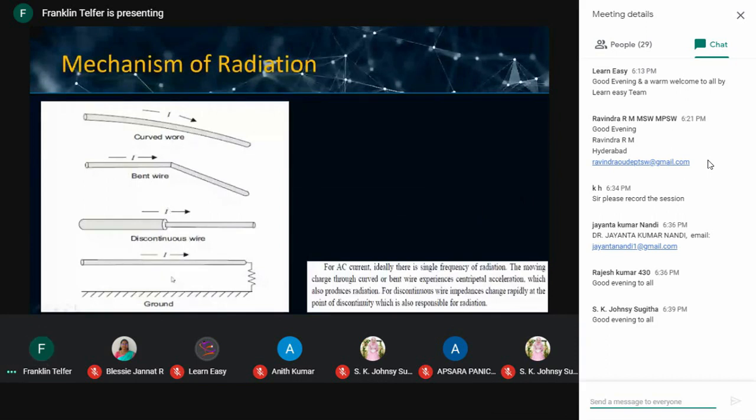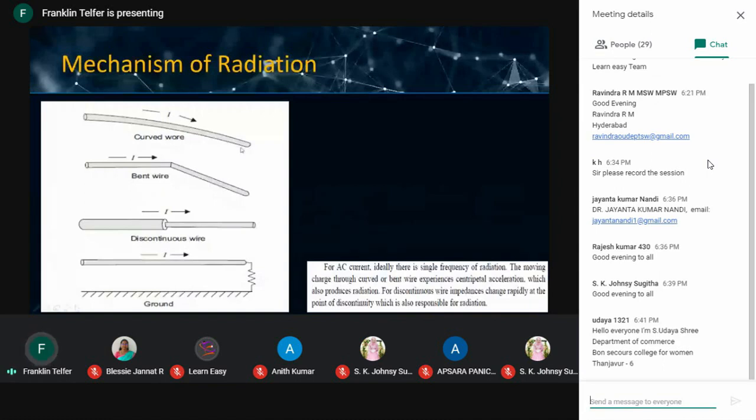The discontinuity: how does this happen? For an AC current, ideally there is a single frequency of radiation. The moving charge through the curve or bend experiences centripetal acceleration. When charge flows through a straight wire, it stays in a uniform state, so you try to accelerate it. The purpose of the wire is to make some bend or curve, or put some discontinuity in between, in such a way that the charge gets accelerated. This will produce radiation. That's the concept of how it radiates. For a discontinuous wire, impedance changes rapidly at the point of discontinuity.